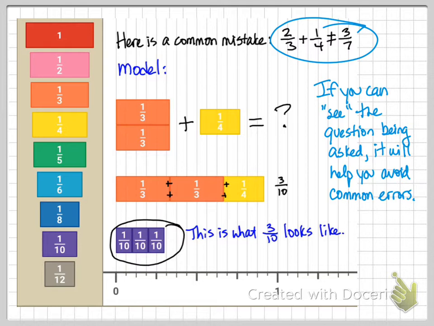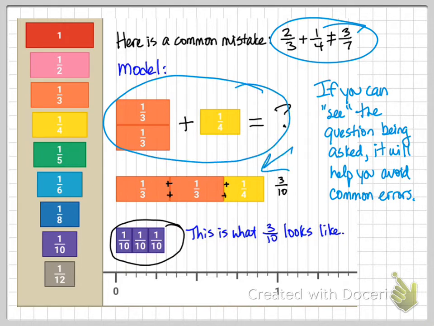People who do not have a good, solid understanding of fractions would say that the answer to this question is 3/7, because they just add 2 plus 1, and they add 3 plus 4, and they get 3/7. But 3/7 is less than 2/3. And when you're adding two fractions together, you're going to end up with something that's larger, not smaller, than what you started with. That's been modeled in this illustration here.